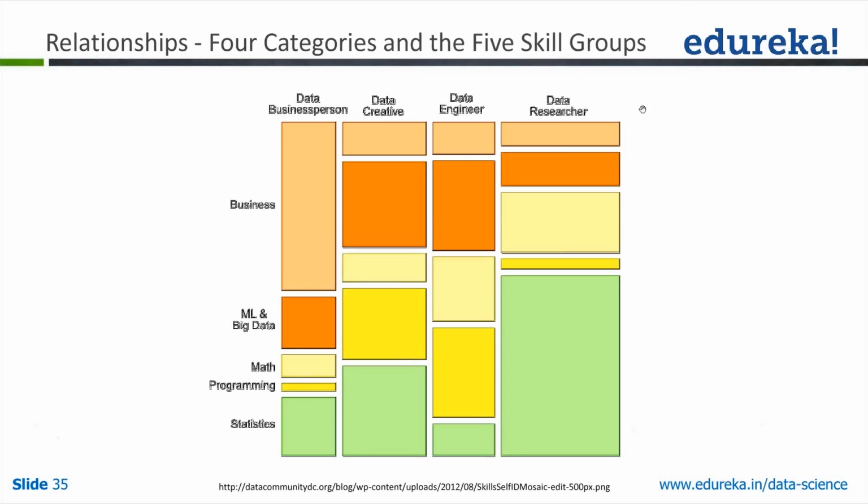Okay, this is again about different roles and the focus of those roles. If I'm a data researcher, for example, the focus of my work would be primarily on machine learning and statistics and the necessary math behind it. Whereas if I'm a data business person, I'd be spending more time on the business aspects, which probably means dealing with a lot of domain expertise.